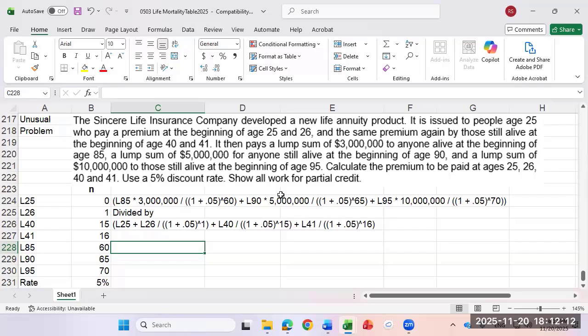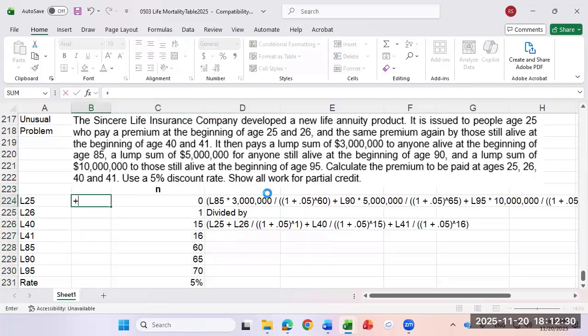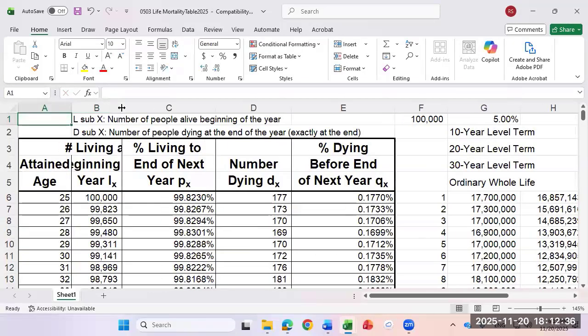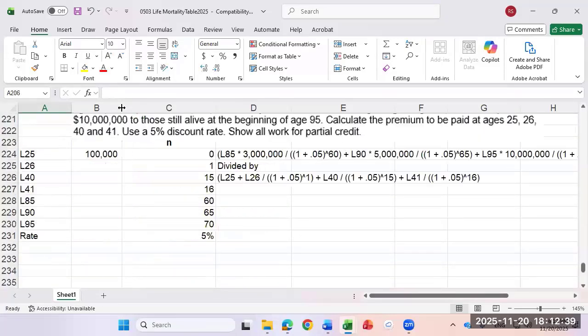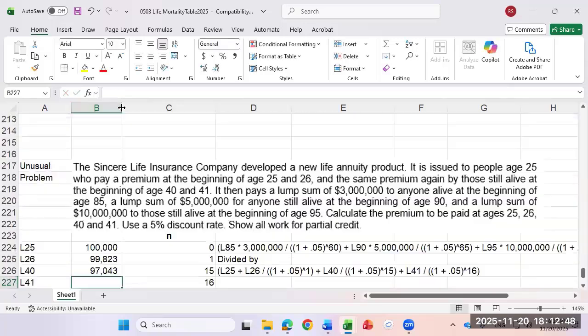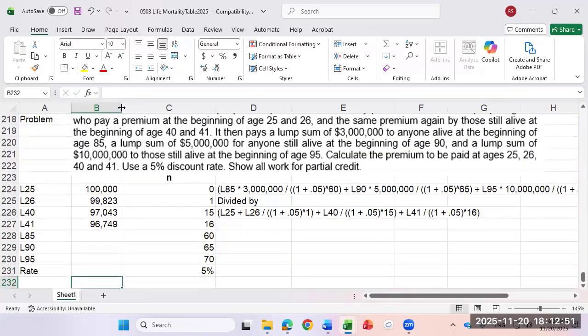So we're going to talk about the benefit of survivorship. These products look really cheap once you realize that the probability of getting the money is really low. So let's do this. I don't know if I can get it to work, but we will check it. Let's get the numbers over here. There's our N. L25 is the 100,000. L26 is the next one down. L40, 97,043. So that's the advantage this product has. It's paying out a lot, but they've got a lot of people paying premiums that won't receive any of this money.